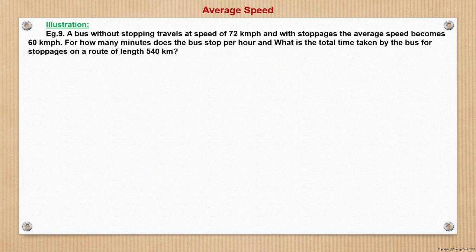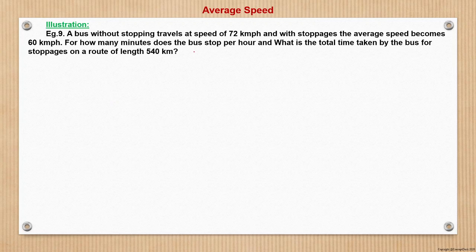Now moving to question number 9. It says that a bus without stopping travels at a speed of 72 km per hour, and with stoppages the average speed becomes 60 km per hour, right? For how many minutes does the bus stop per hour, and what is the total time taken by the bus for stoppages on a route of length 540 km? So again, pretty good problem here.